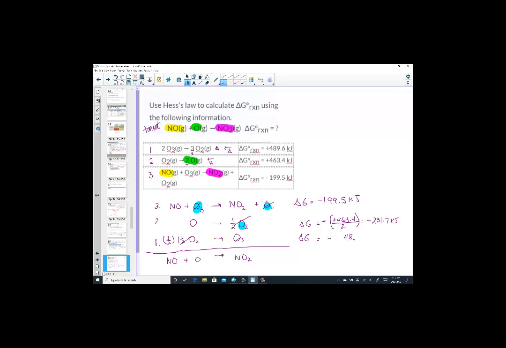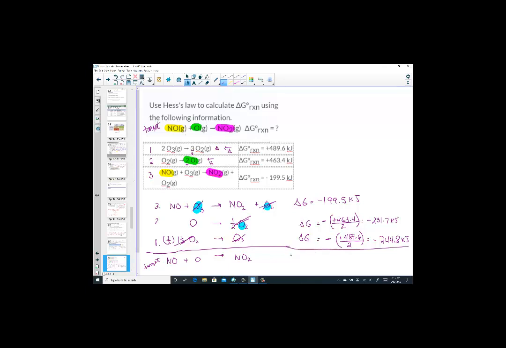It was originally 489.6 positive, but I'm going to reverse the direction, so I take the opposite sign, and we distributed a 1/2 through its coefficient, so I have to cut it in half. And when we do so, we get 489.6 divided by 2, and it becomes negative, so you're at 244.8, and that's also a kilojoule. Now we've eliminated all of those intermediates. The ozones canceled, the 3/2 oxygens canceled, and we've made the target equation from Hess's law.